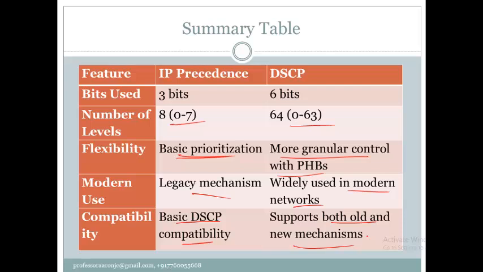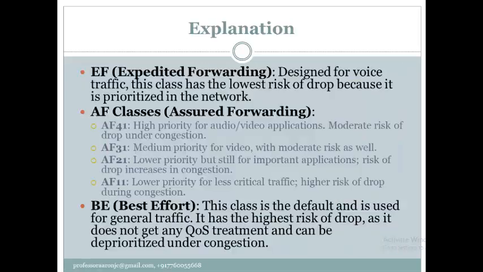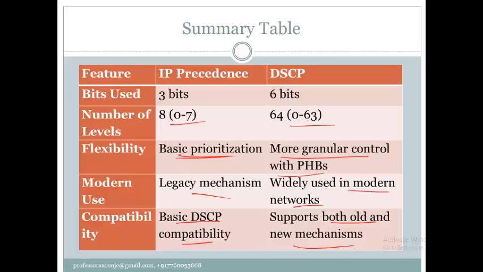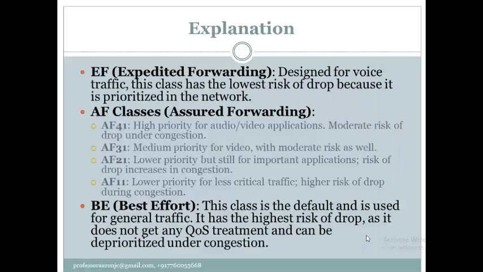and AF11 has got low priority. 41 has got high priority. If no quality of service is configured, then it is called best effort. No QoS. That is the default, which is FIFO. Now, this is the important page.